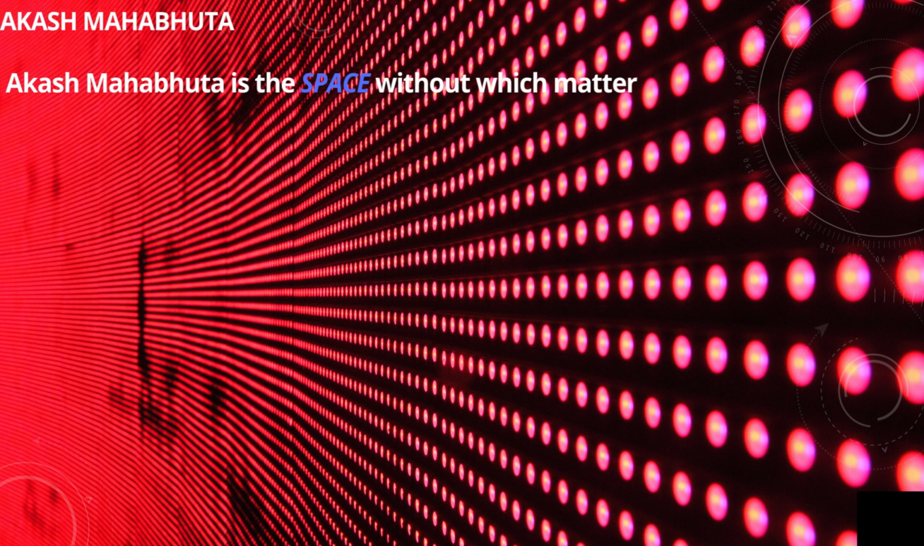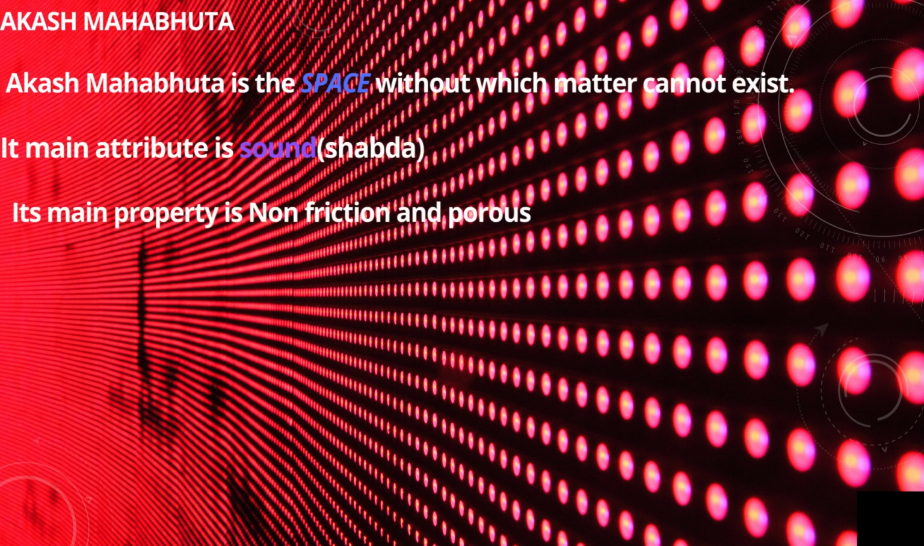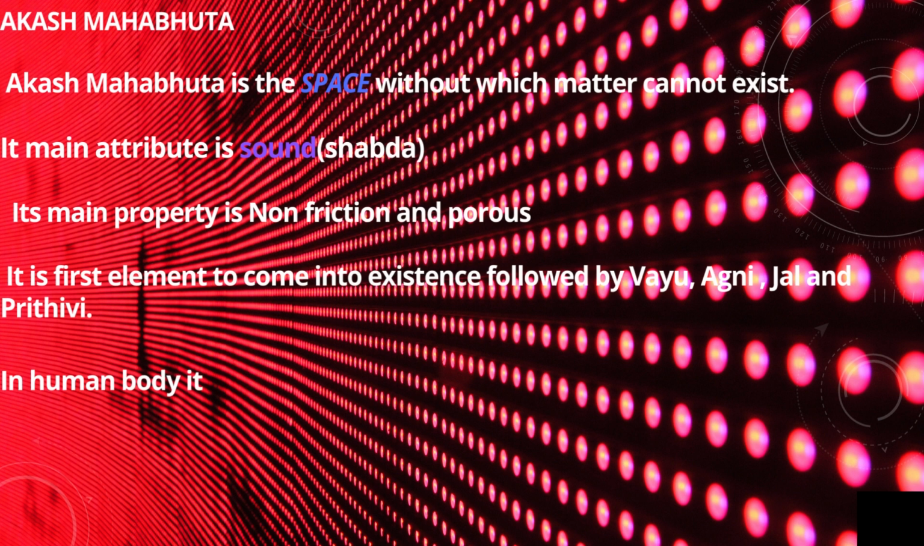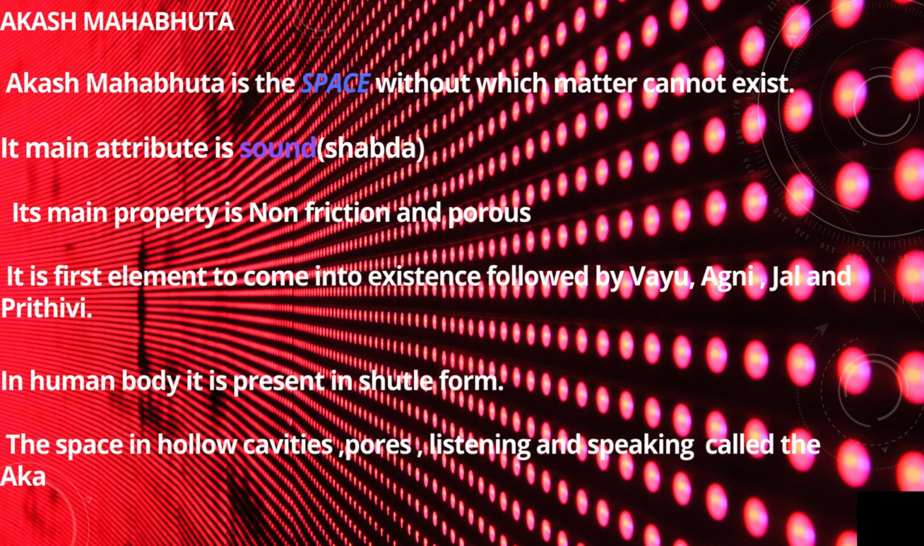Akash Mahabhuta. Akash Mahabhuta means space, and its chief attribute is sound, and its main property is non-viscous and porous. Now we are going to see an experiment on Akash Tattva. Akash means space. The space between molecules of solid state is negligible and they vibrate on their mean position. Now when I bang these two stones, it produces sound. Why does it produce a sound? Because there is a space existing between two molecules, and sound is a characteristic of Akash Tattva.